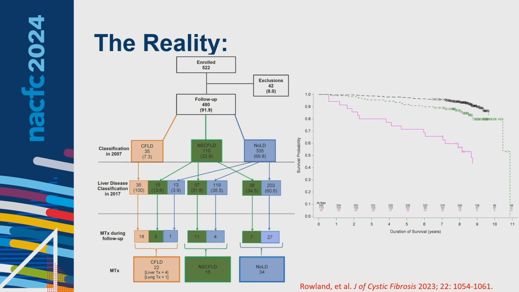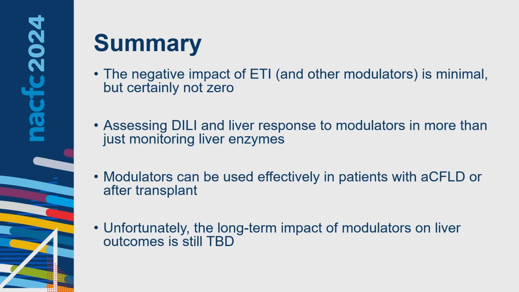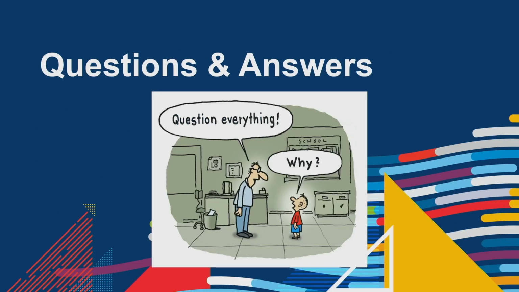really what the long-term impact is. So my summary is the negative impact of ETI and other modulators is minimal, but it's not zero. Assessing drug injury and liver response to modulators are more than just liver enzymes. It's really a combination of multiple markers and imaging, in my opinion. Modulators can be used effectively in patients with advanced liver disease and transplant. And unfortunately, I didn't answer your question. The long-term impact of modulators on liver is still to be determined. So I apologize about that. But I'm happy to take any questions.